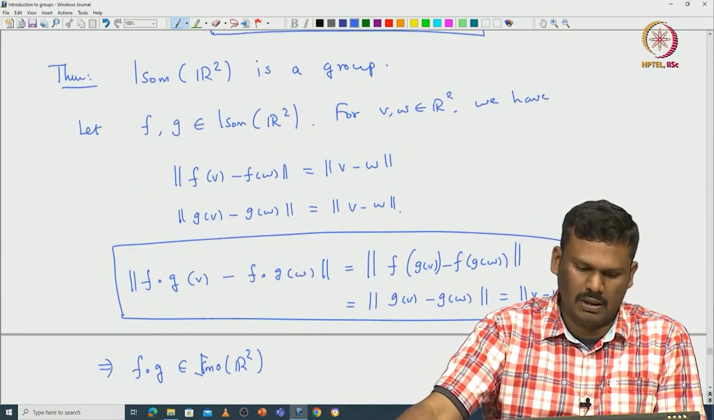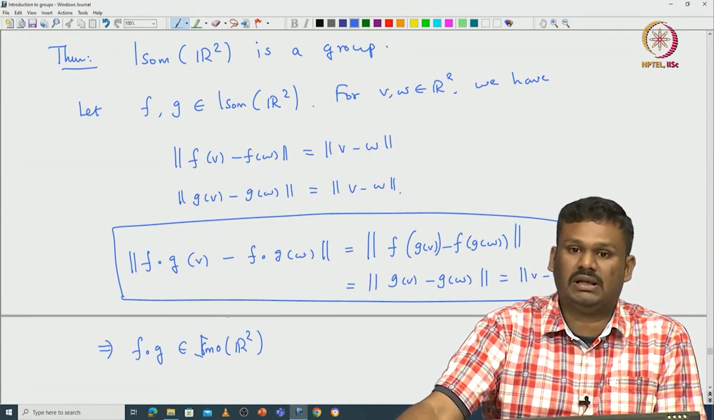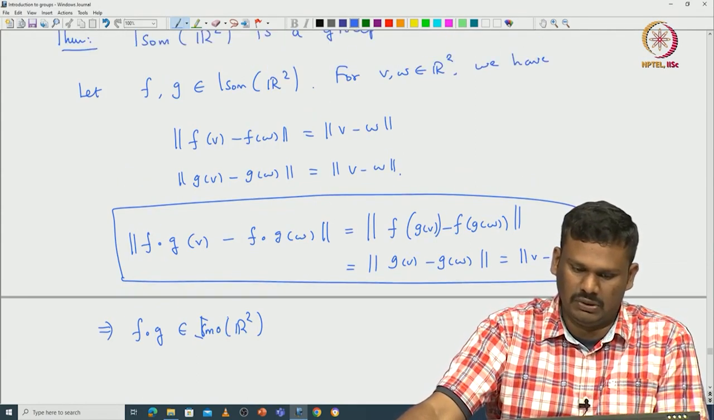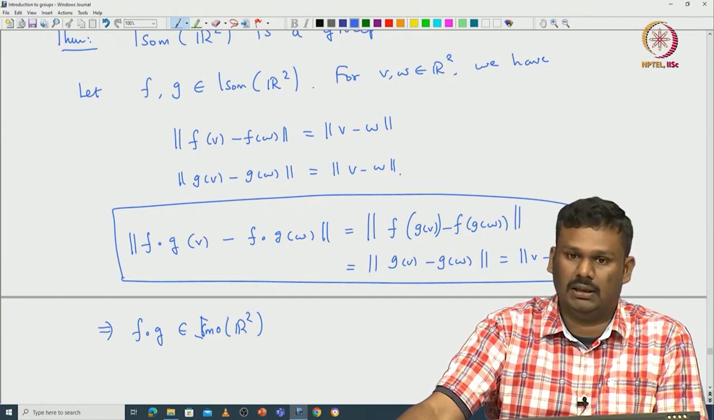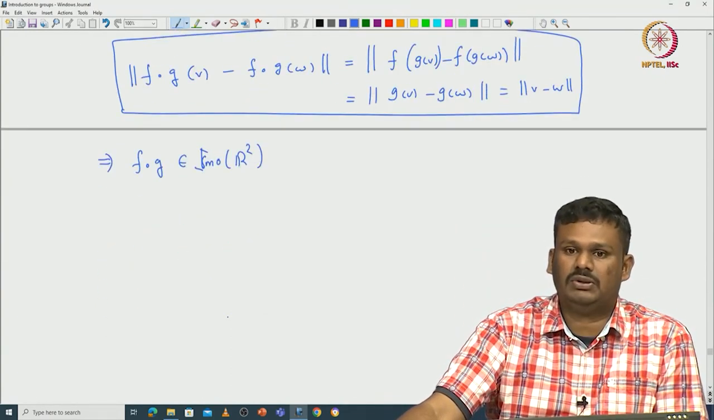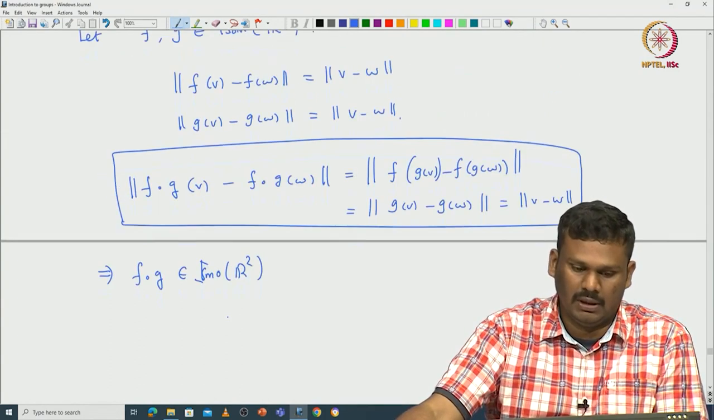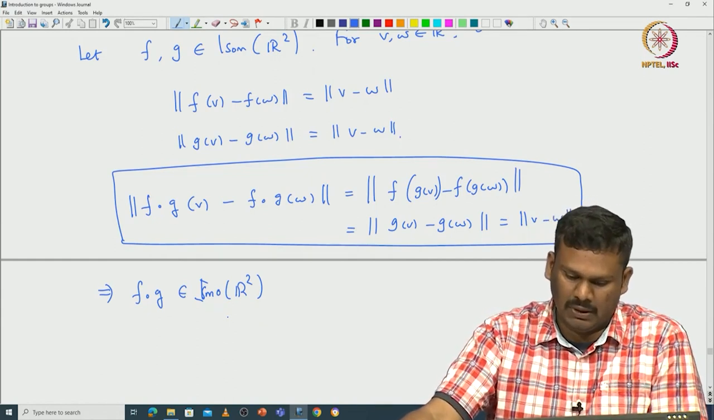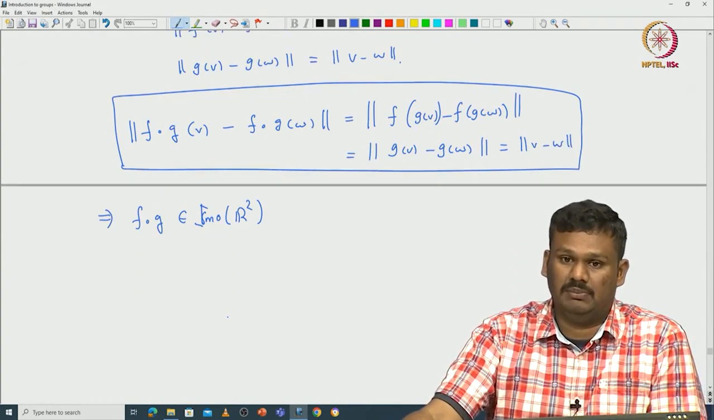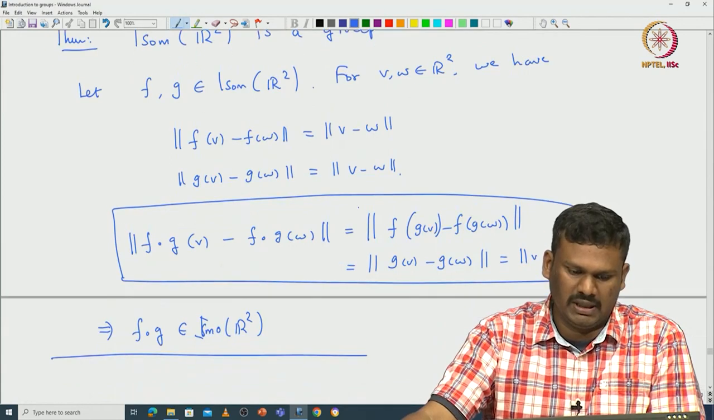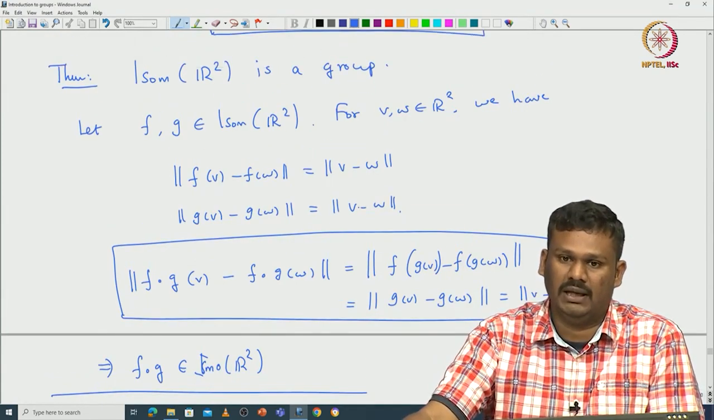This is not hard. Associativity again follows from associativity of the composition of maps. The only important thing that we need to check is that each element F in the isometries of R2 has an inverse. For that purpose, we need to check it is a bijective map from R2 to R2, and that the inverse function of F must be an isometry again. Let us check that. That is the very important part of the proof. You can see that the identity map from R2 to R2 will be the identity for this group of isometries of R2.